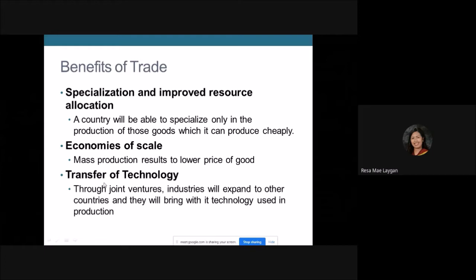For example, in the Philippines versus Japan. Sa Japan, advanced talaga yung mga technology, di ba? So, may mga technology na matransfer from Japan na pwede matransfer dito sa Pilipinas, no? Para ma-improve yung production natin with the use of this advanced technology.